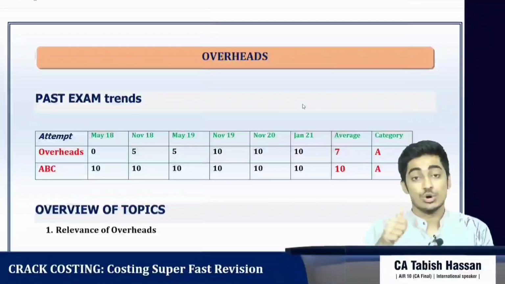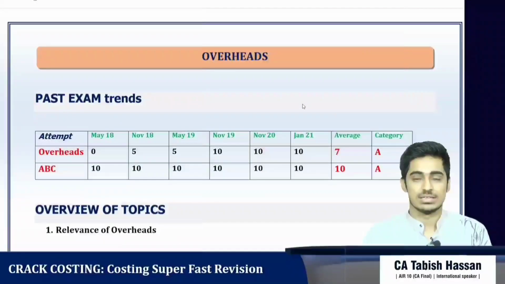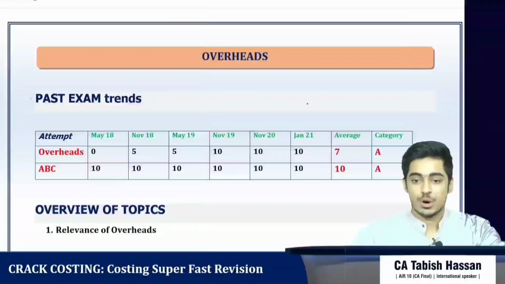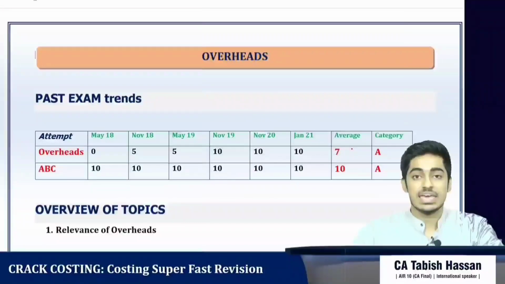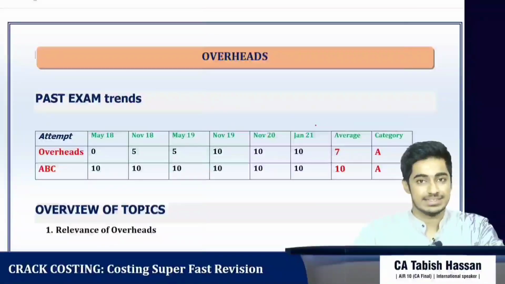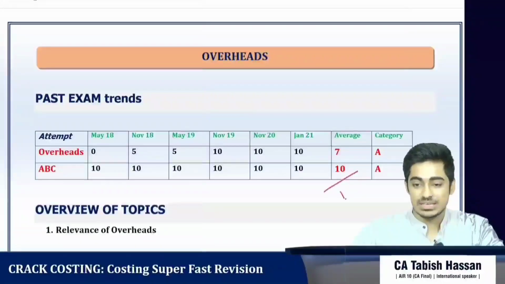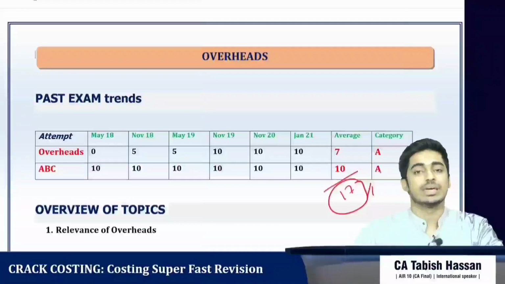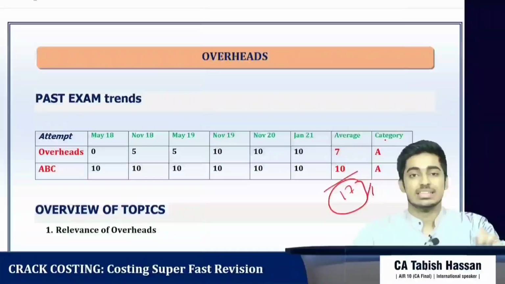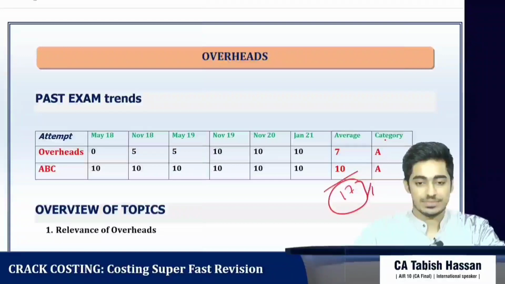to discuss the topics overheads and activity-based costing. First, let's look at how ICAI is asking questions from these chapters. On an average, there are 7 marks in every attempt from the chapter overheads, and from the chapter activity-based costing, there are questions of up to 10 marks on an average. Both combined together, we've got questions of up to 17 marks from both these chapters combined together. So undoubtedly, they fall in the A category chapters. First, we'll revise the chapter overheads and then go to the chapter activity-based costing.